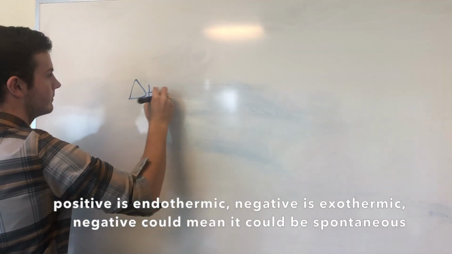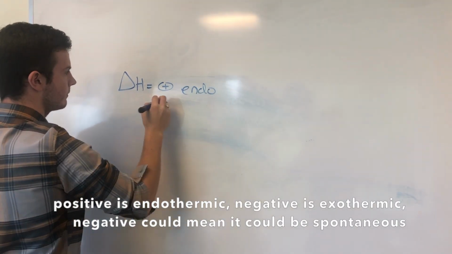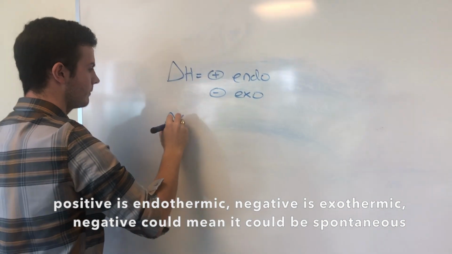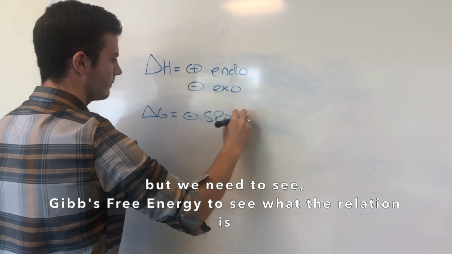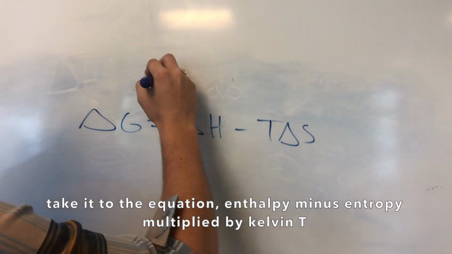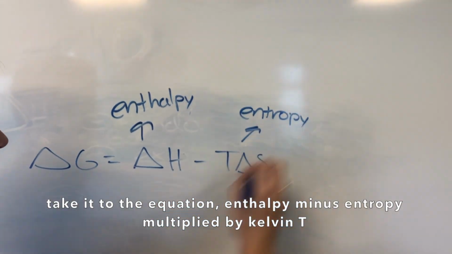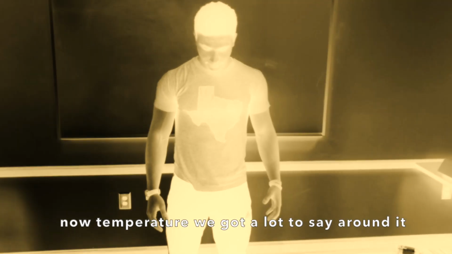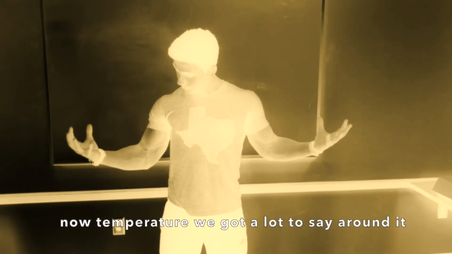Positive, it's endothermic, negative, it's exothermic. Negative could mean it could be spontaneous, but we need to see. Gives free energy to see what the relation is. Take it to the equation, enthalpy minus entropy multiplied by Kelvin T. Now temperature, we got a lot to say around it.